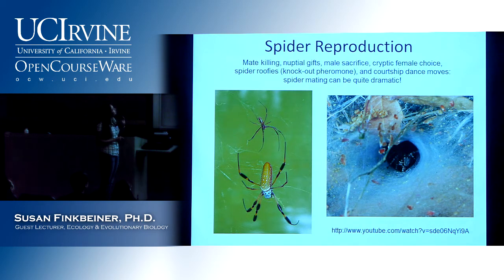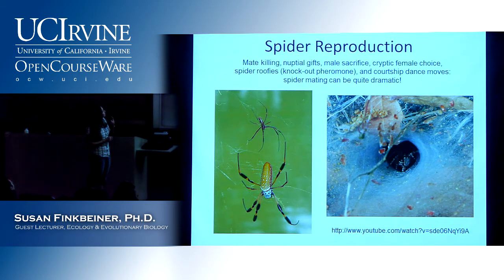There's also something really cool called cryptic female choice. So female spiders have this really unique adaptation where they can store sperm from different males in their abdominal cavity and decide later on which sperm they want to use to fertilize their eggs. And that is not something that's very common in any other animal. It may not happen at all outside the spiders.